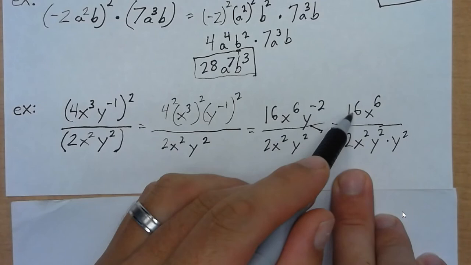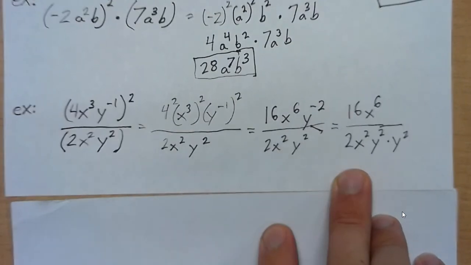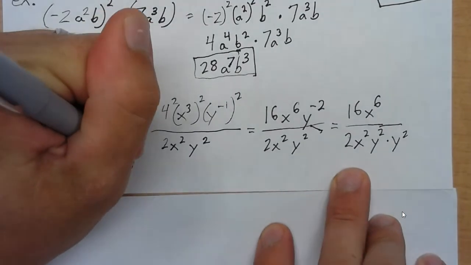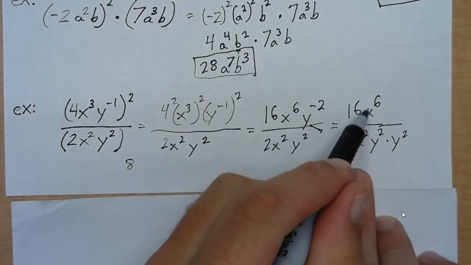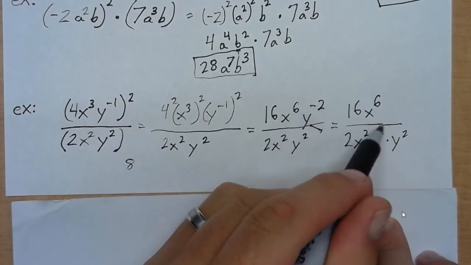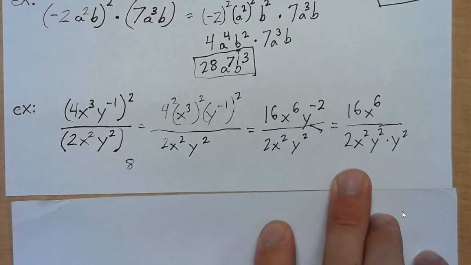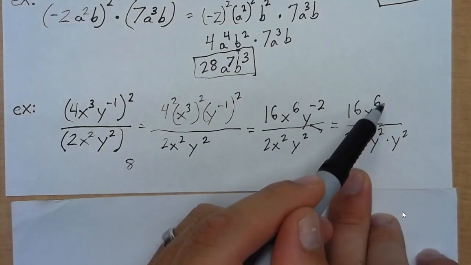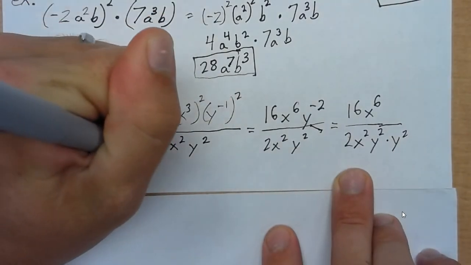What can we simplify? Well, first I'm just going to look at the coefficients. A 16 and a 2. 16 over 2 is 8. So we keep an 8 in the numerator. Looking at my x's, I have an x to the 6th on top and x squared on the bottom. That is your quotient rule. So that is x to the 6th minus 2. That is x to the 4th power.